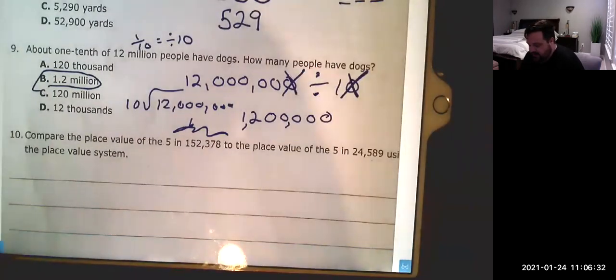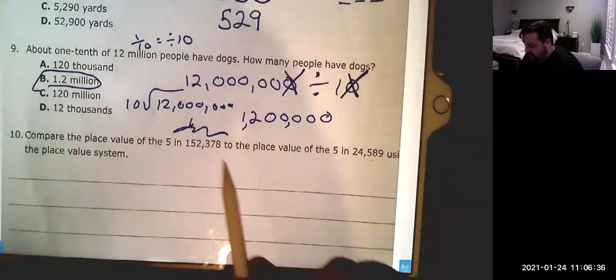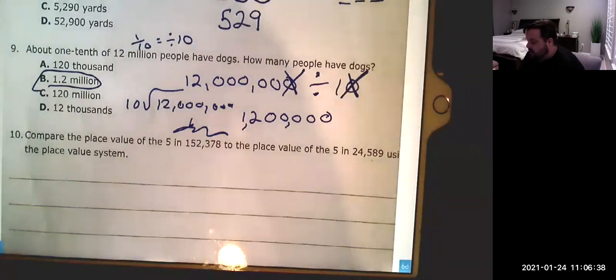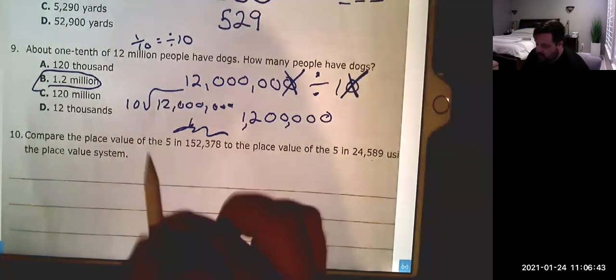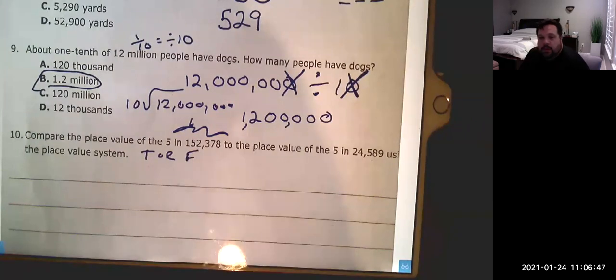All right, number 10 says, compare the place value of the 5 in 152,378 to the place value of the 5 in 24,589 using the place value system. Now on your homework, this is a true or false question. So take a second, compare those two. Pause the video.